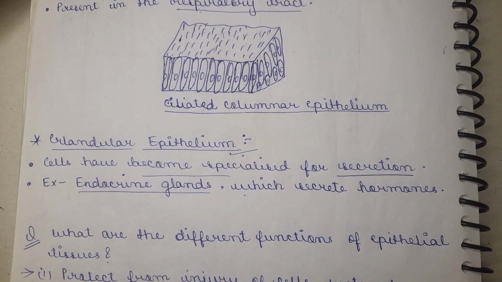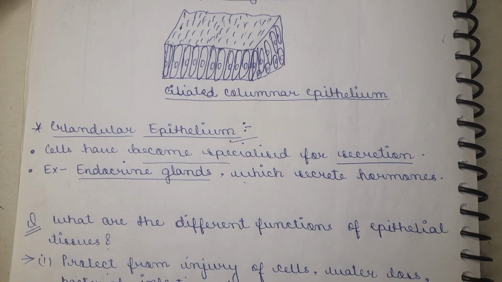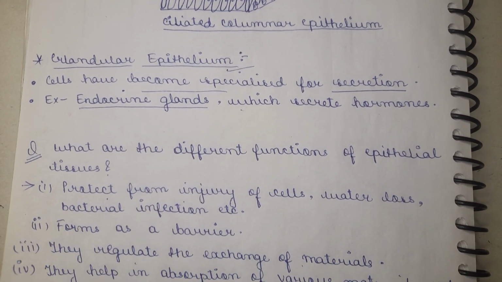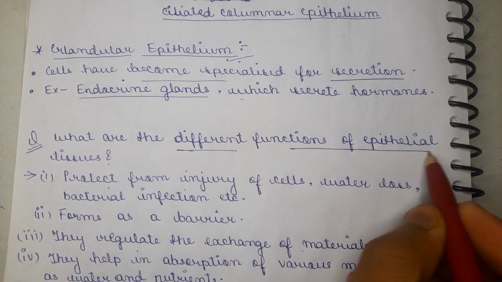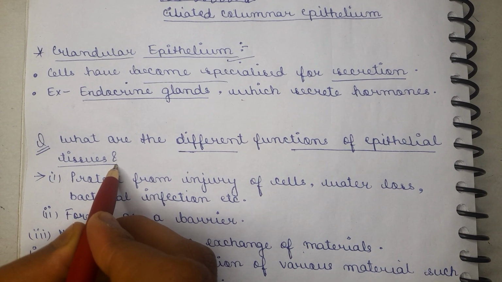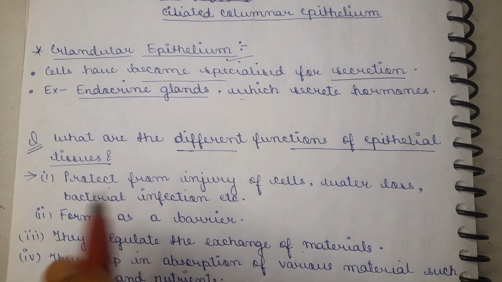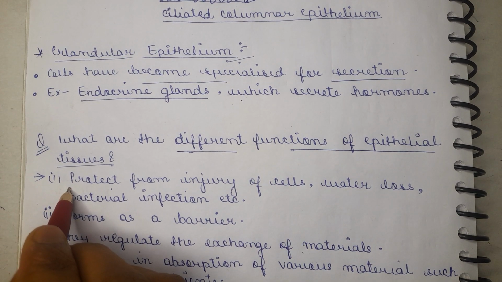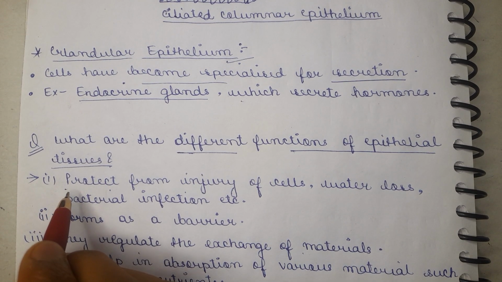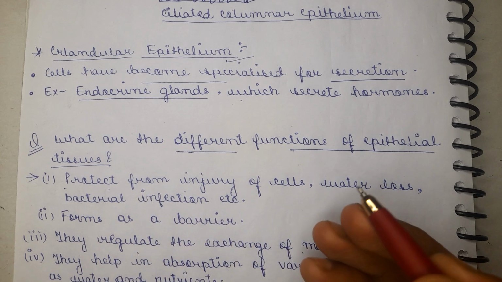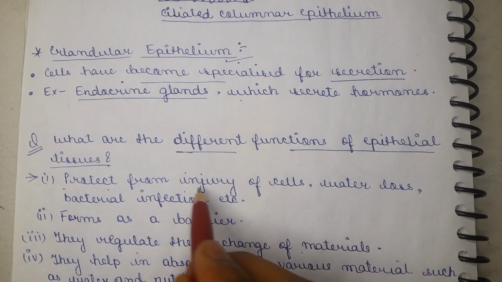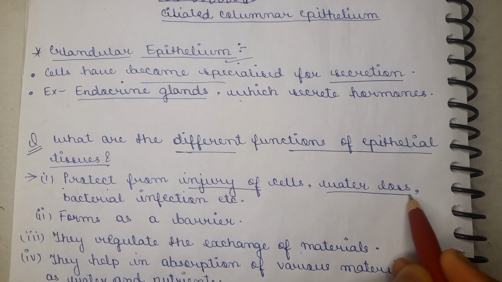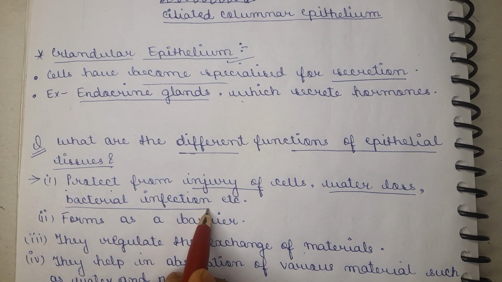Now we are going to look at one question that examiners mostly ask in the examination. The question is: what are the important or different functions of epithelial tissues? We have discussed in the lecture that they protect from injury. Basically, these are protective tissues of the animal body, as they protect the underlying cells from injury, from water loss, or from bacterial infection.